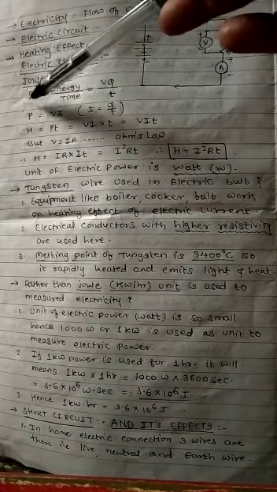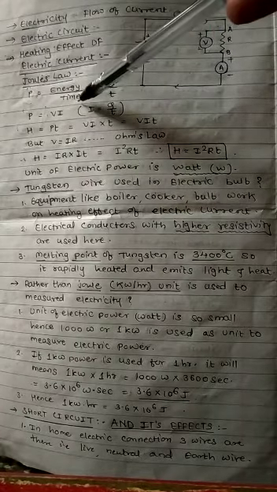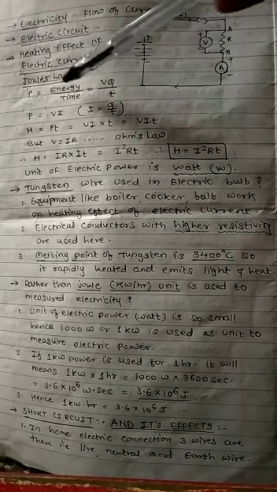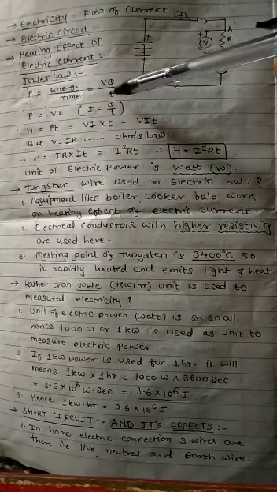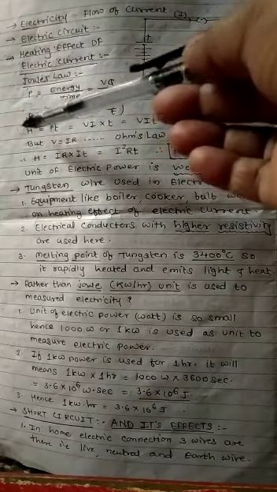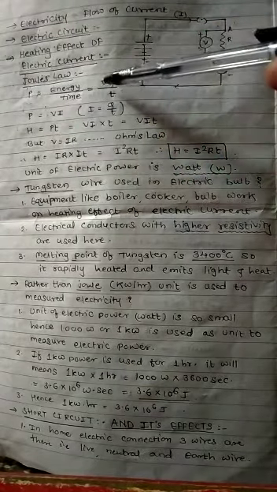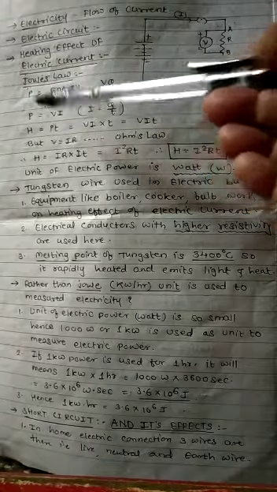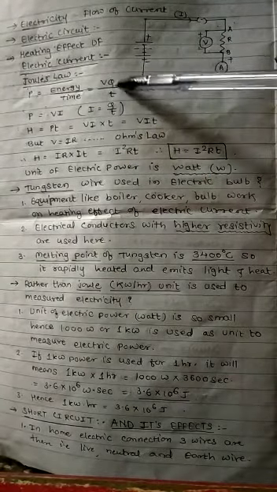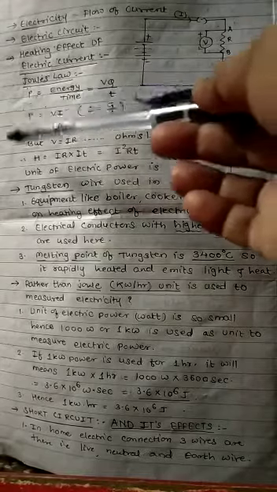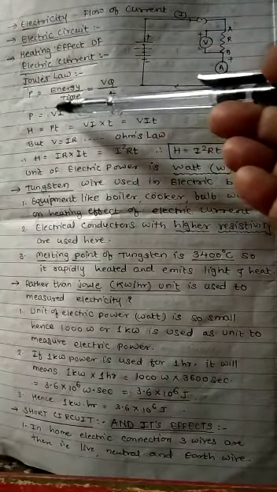See, power is equal to energy upon time, VQ upon T. Energy is equal to VQ, and power is VQ upon T. V is voltage, Q is charge and T is time. Then P is equal to VI. V is written as it is, and Q upon T, charge upon time, is your current. So Q upon T is replaced by I. So P is equal to VI.